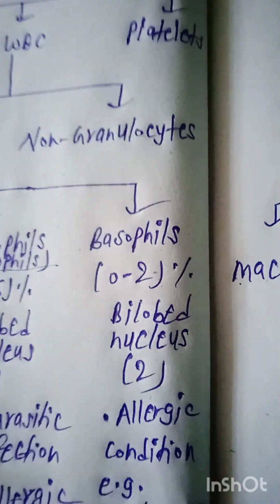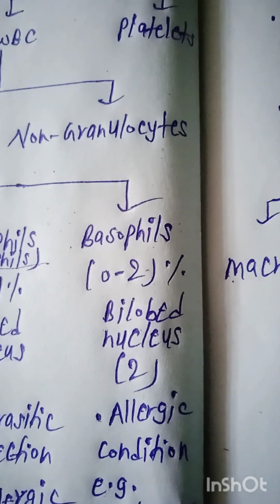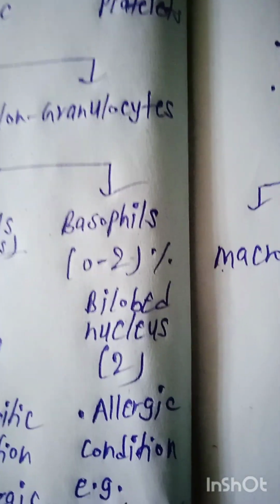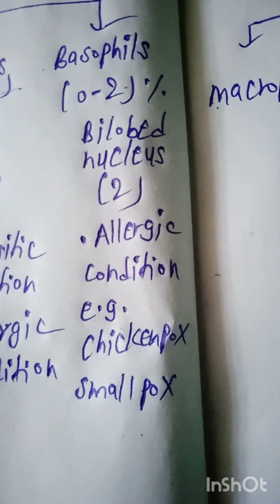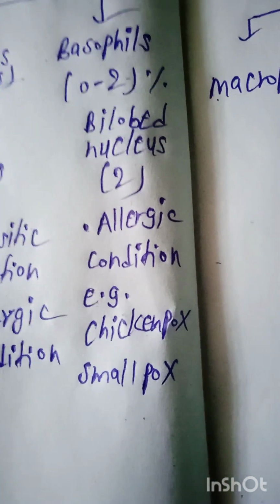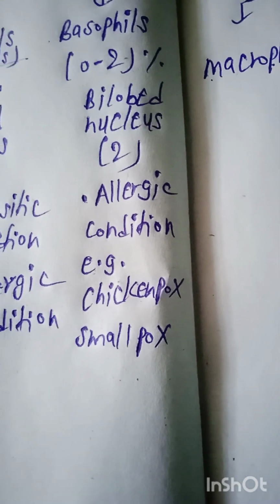Then the basophils, which make up about 0 to 2%. They also have a bilobed nucleus, which contains 2 lobes, and they can be increased in hypersensitive allergic conditions, for example chickenpox and smallpox.